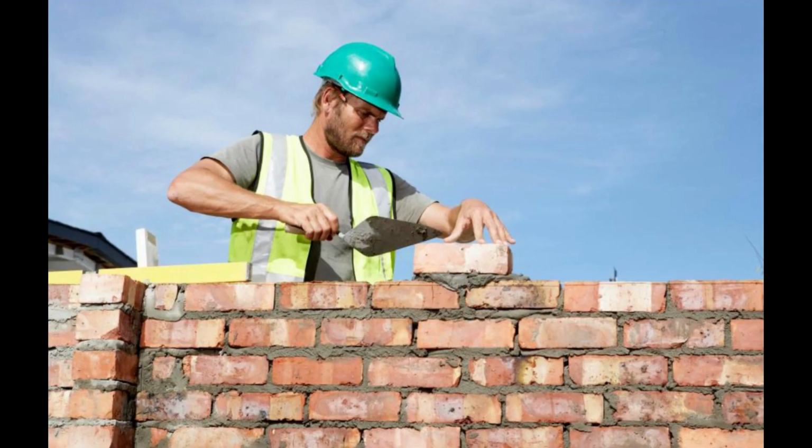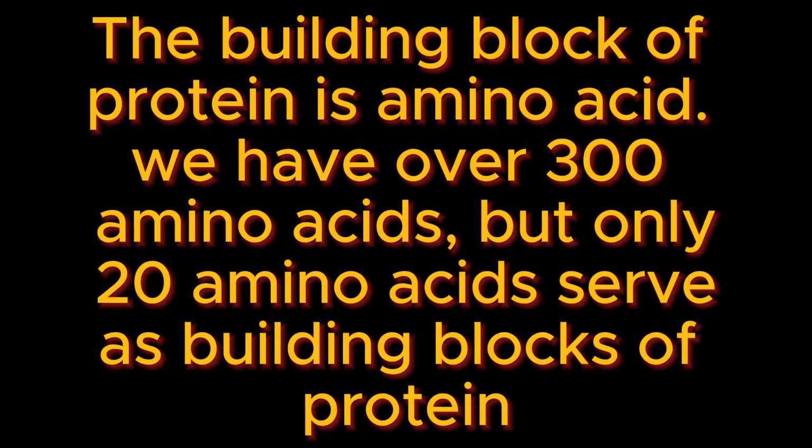Now, for every building to stand, blocks are laid on each other, and that is done with the help of cement holding the blocks together before the building can stand. Protein is a macromolecule, and the building block of protein is amino acid. So amino acids are linked together for our protein to be made. Now we have over 300 amino acids, but out of the 300 amino acids, only 20 amino acids serve as building blocks of protein.